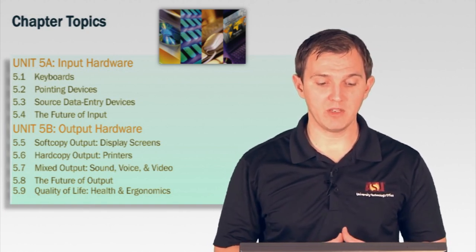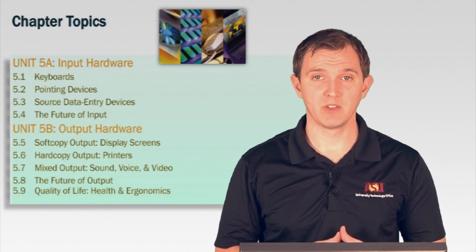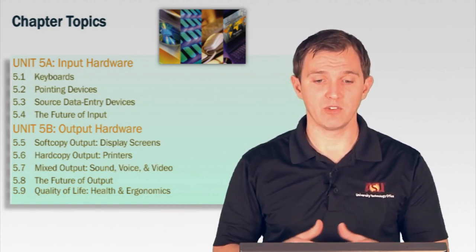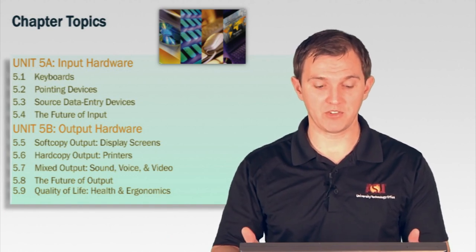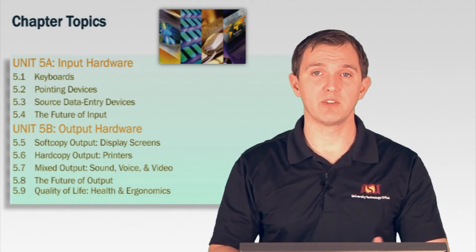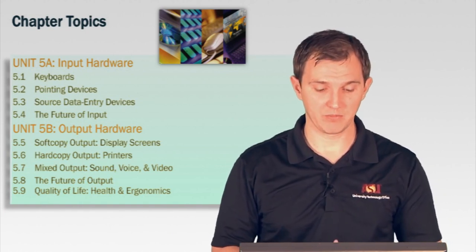And unit B is output hardware. So output hardware is anything that takes a signal out of your computer, such as this monitor is an output device because it displays the output of your computer in a graphical format that you can see and interact with.